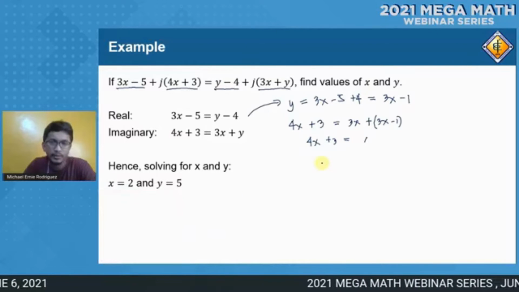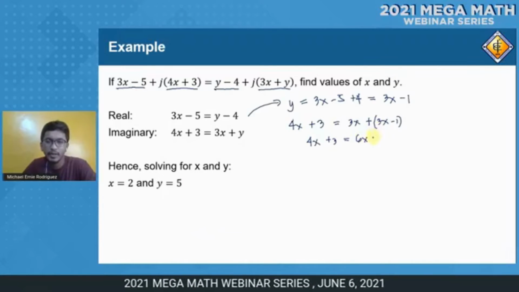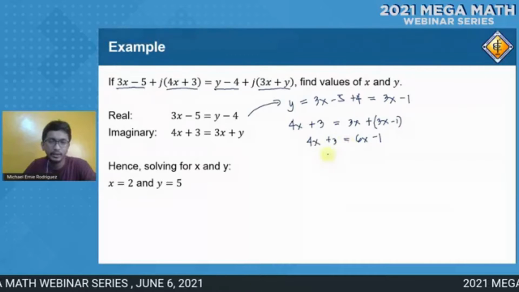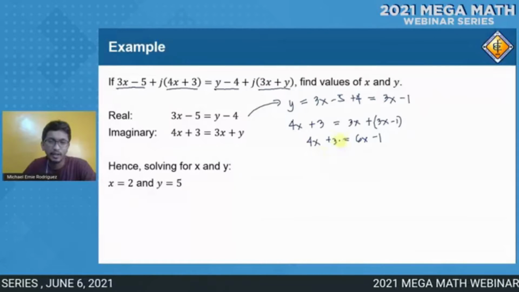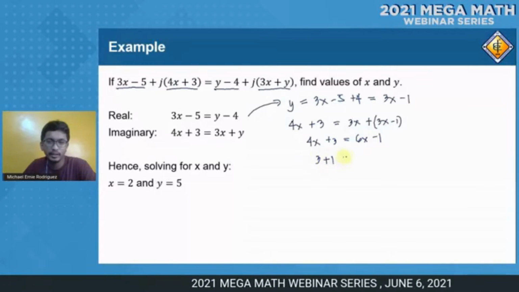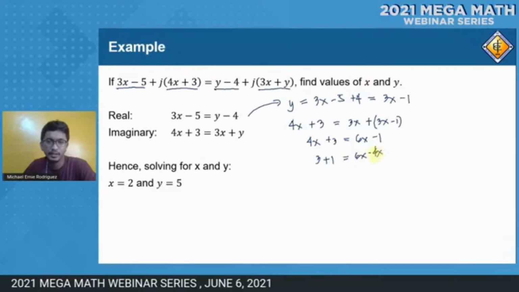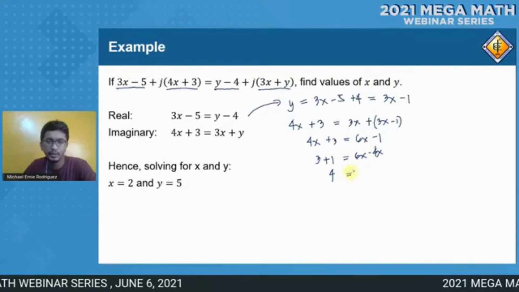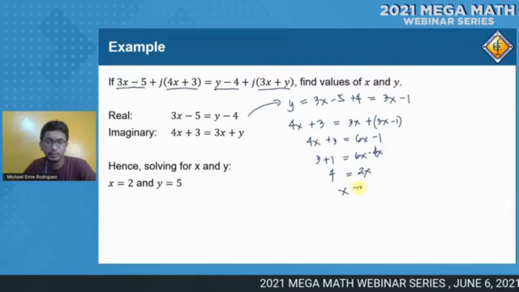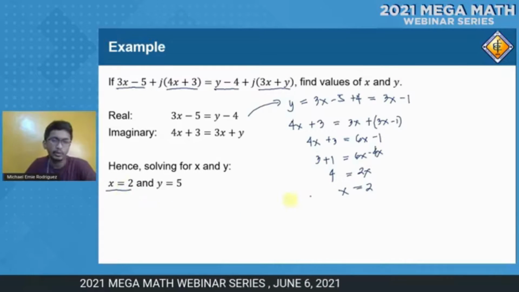So we now have 6x, and then minus 1. Lipat na natin to. Lipat natin yung 1 sa kabila. So we have 3 plus 1, that is equal to 6x minus 4x. So we have 4 is equal to 2x. So yung ating x is equal to 2. We have the x is equal to 2 as our answer.